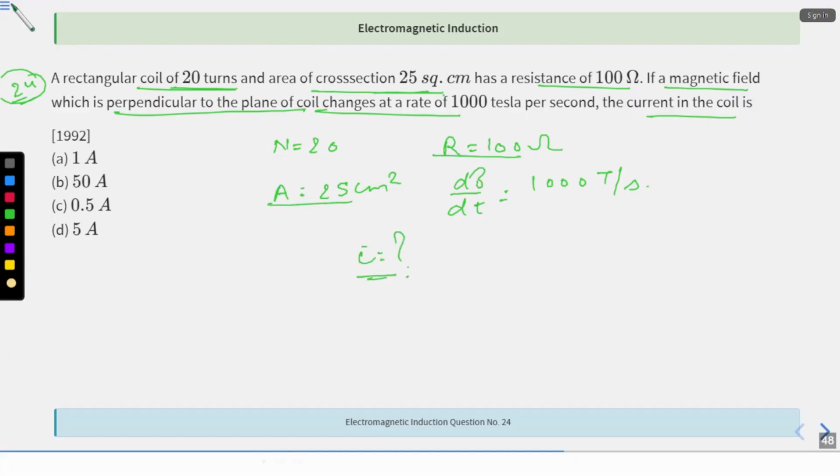So everything is given to me. R is given, and I know that I is given by V by R. So I need to calculate V. And V is nothing but the induced EMF, which would be given by d phi by dt.